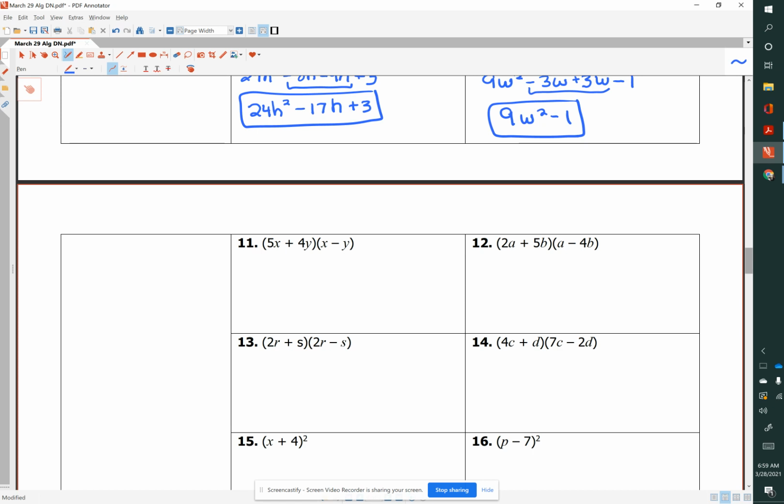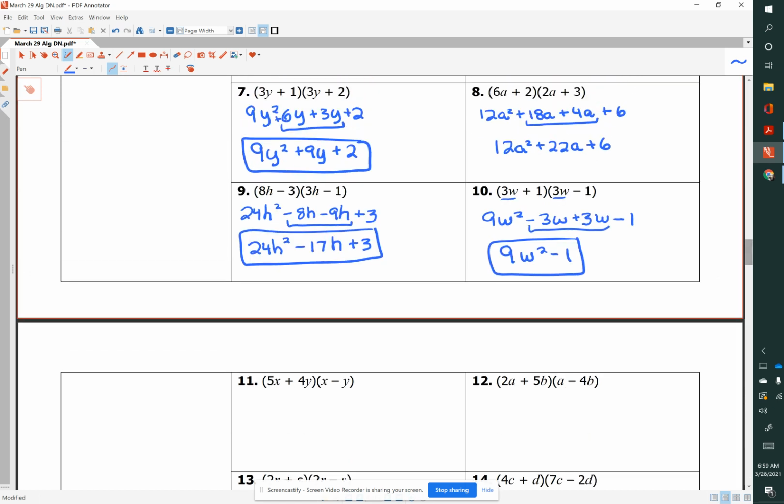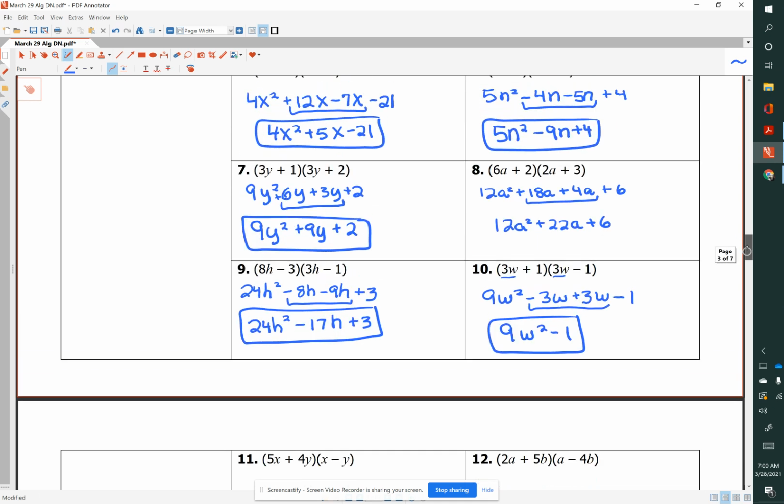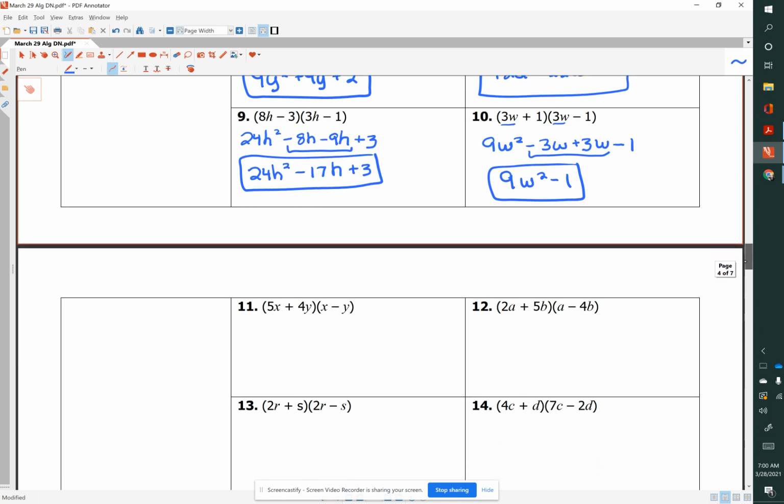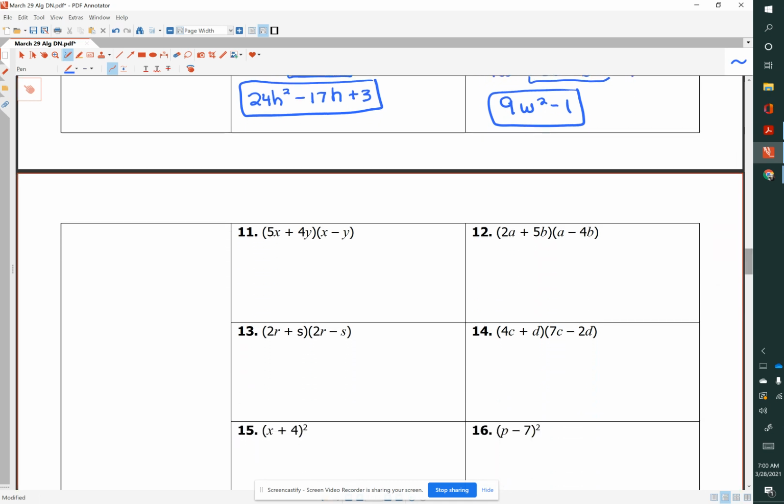Number 11. So do you see any patterns yet? When you have two negatives here, what do you end up with here? When you have a negative and a positive here, what can you end up with? When you have two positives, what do you end up with for signs? So start looking for those patterns because they're going to help you when we get to quadratics.